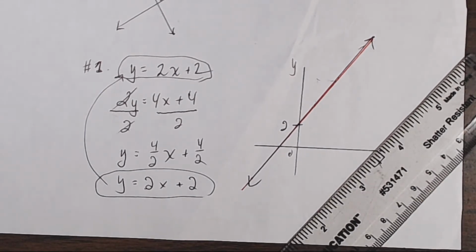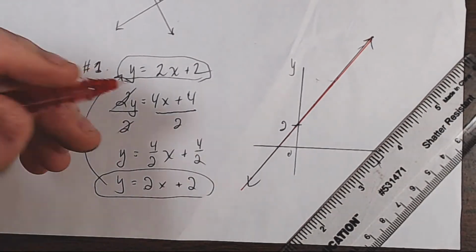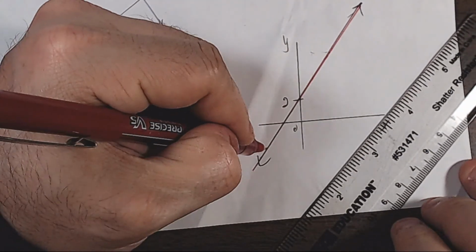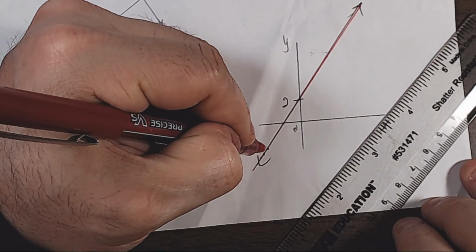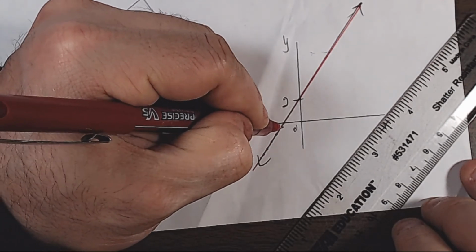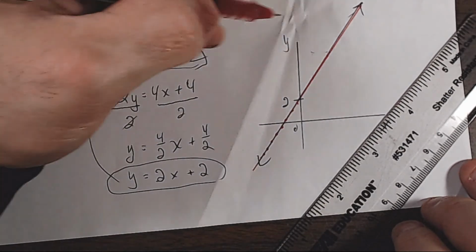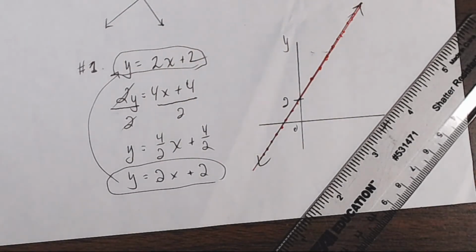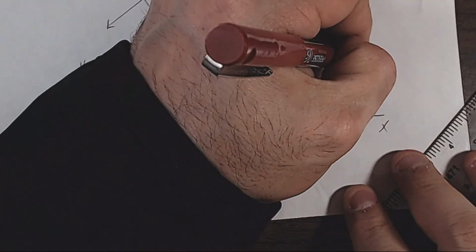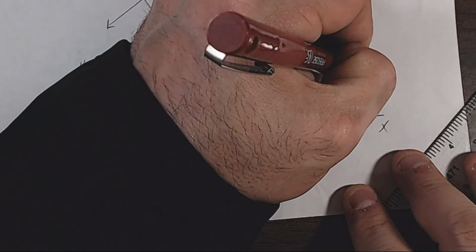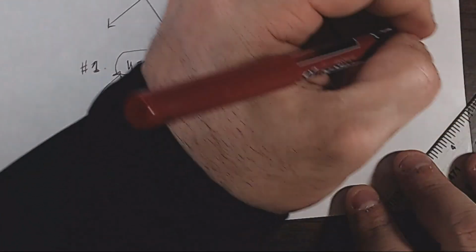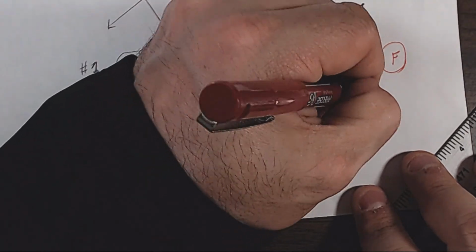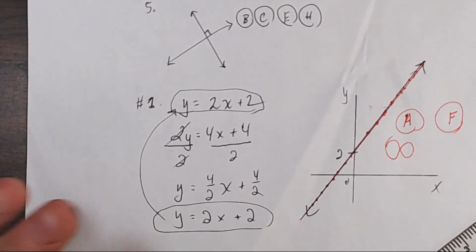That's a dependent system because of what it's asking me: how many solutions does this thing have? An infinite number, since these two lines share points at an infinite number of locations. Literally every single point, they are sharing the same point. So that's why it's infinite. This is a dependent system, which would be A, dependent, and F, infinite number of solutions. That's how you do number 1.